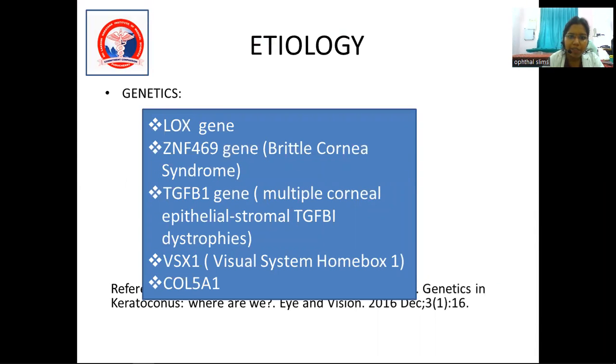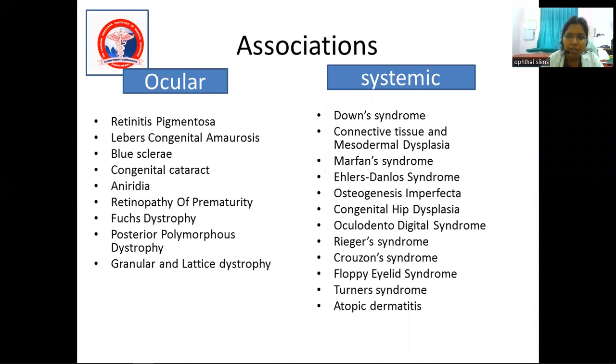Genetic associations with keratoconus are the LOX gene, the ZNF469 gene, which is seen in brittle cornea syndrome, the TGF-beta1 gene, which is seen in epithelial stromal corneal dystrophies, visual system homeobox 1, and collagen 5A1. Then, associations of keratoconus can be ocular associations or systemic associations.